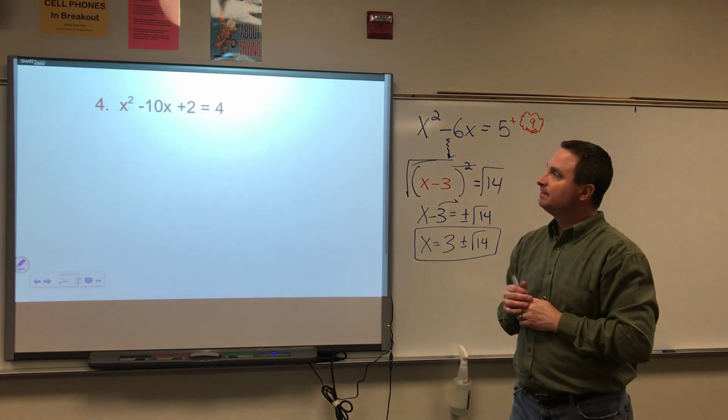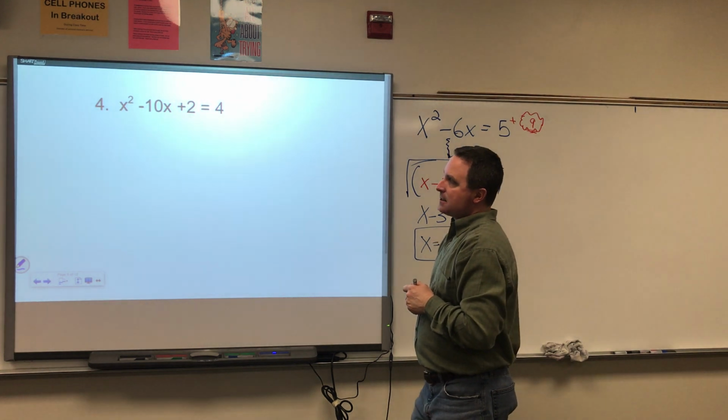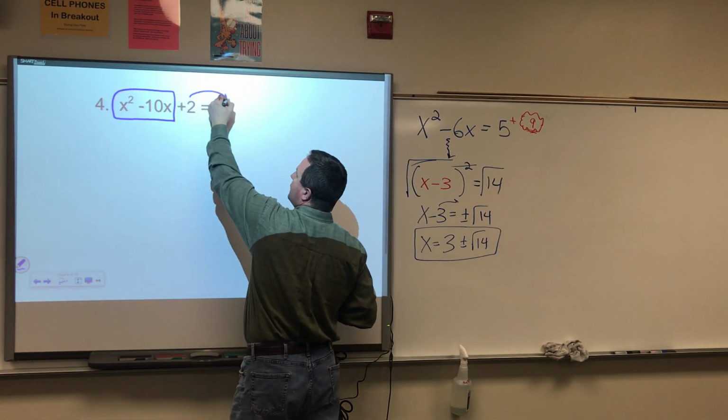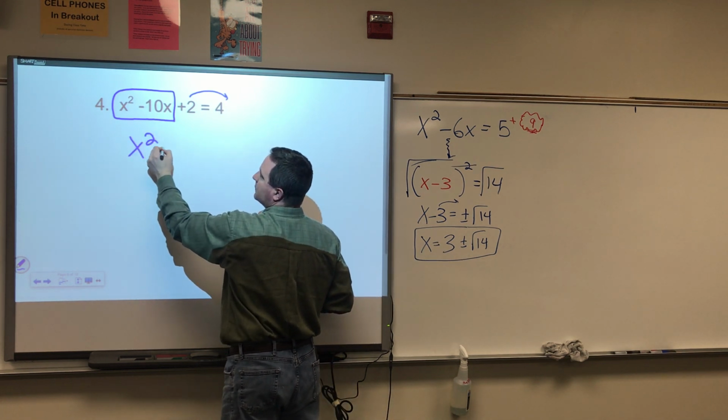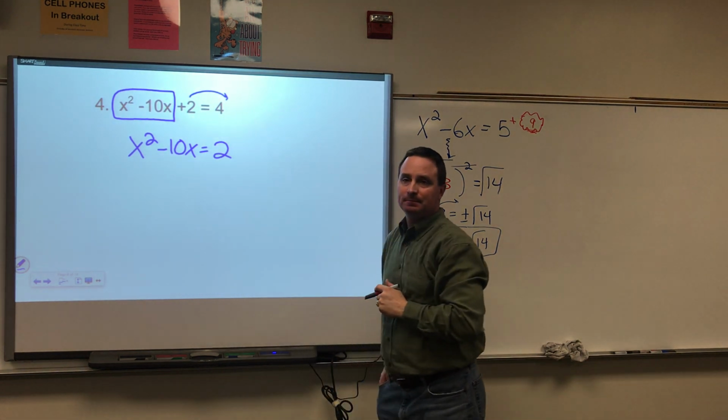Let's try this one. Okay, starting out in standard form. I need to get just the x's on one side. So I'm going to move the 2 over to the other side, and I'm going to subtract 2, so I end up with 2.